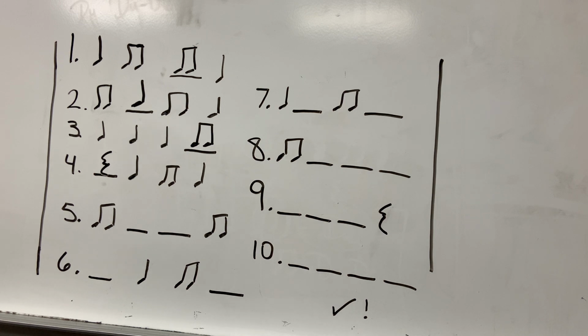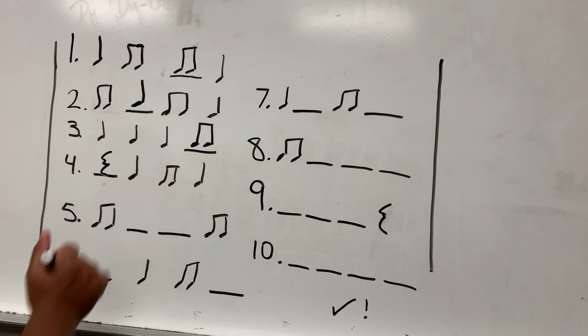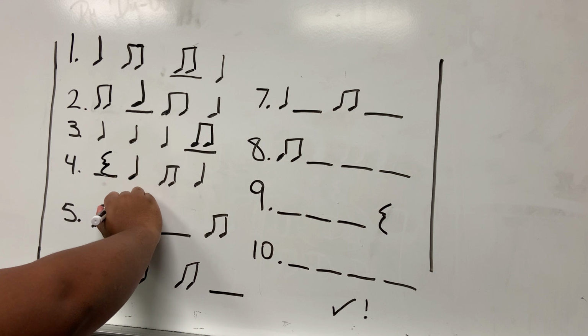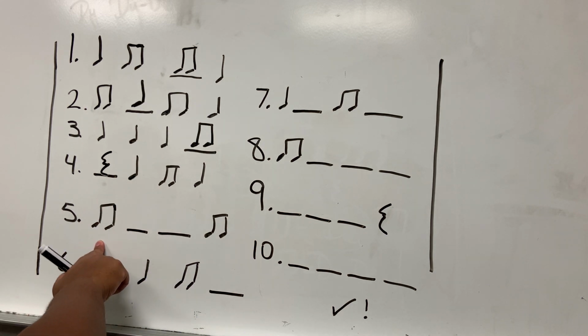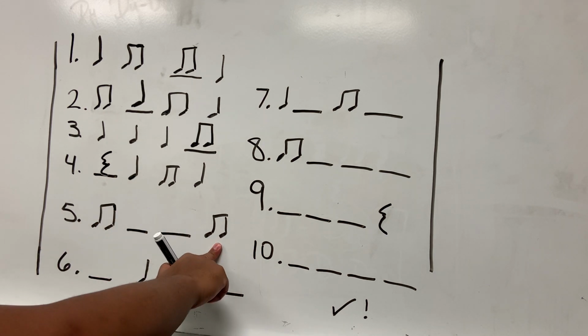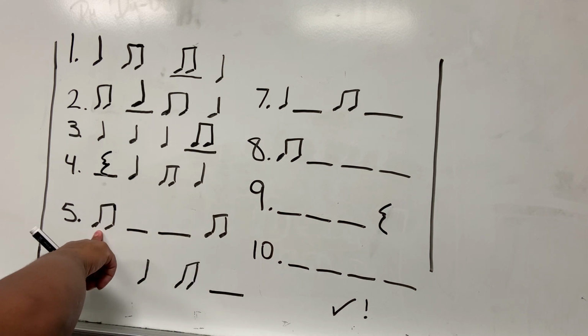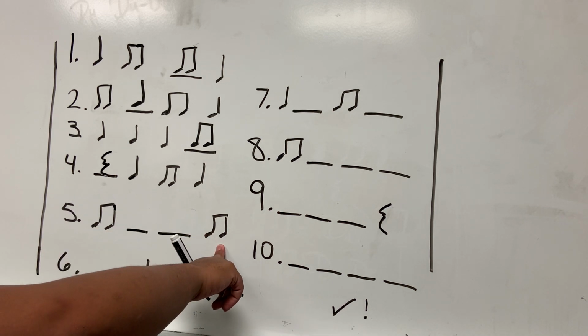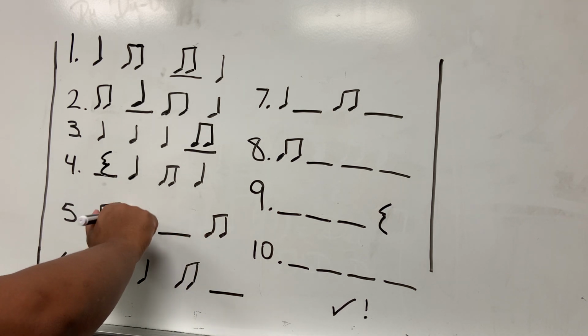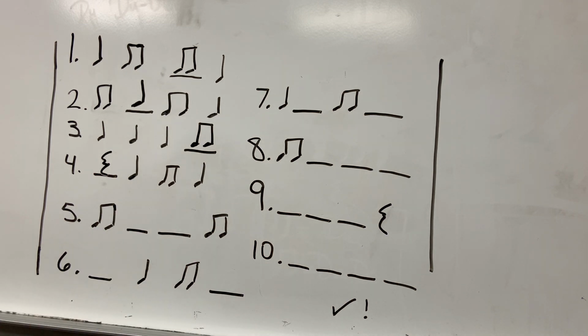All right. So number five, as you can see, now we have two blanks. We have two blanks, which means you're going to have to figure out which two beats I'm missing. I have beat one, and I have beat four. So we need to figure out beats two and three. All right, let's begin.